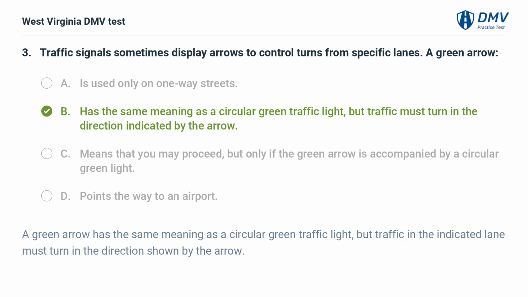B has the same meaning as a circular green traffic light, but traffic must turn in the direction indicated by the arrow. A green arrow has the same meaning as a circular green traffic light, but traffic in the indicated lane must turn in the direction shown by the arrow.